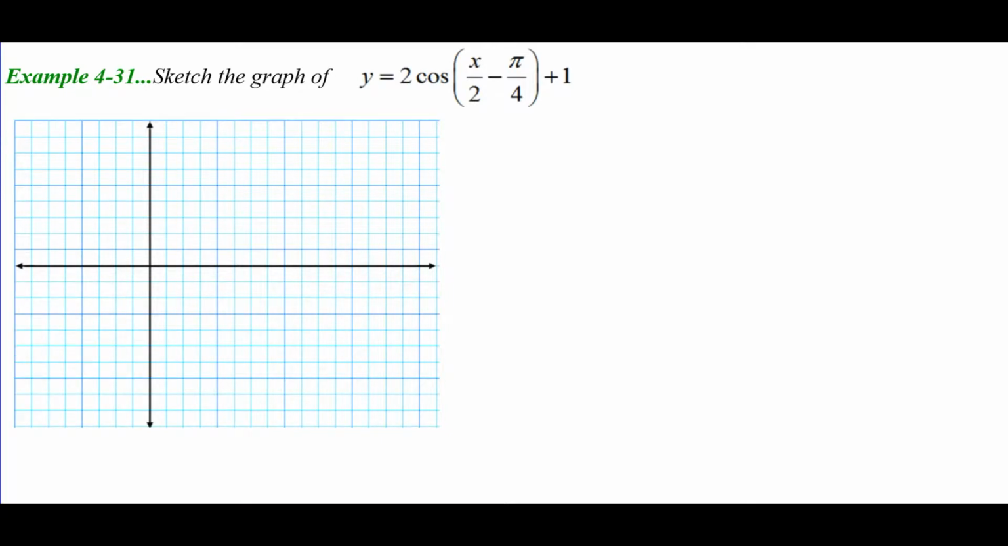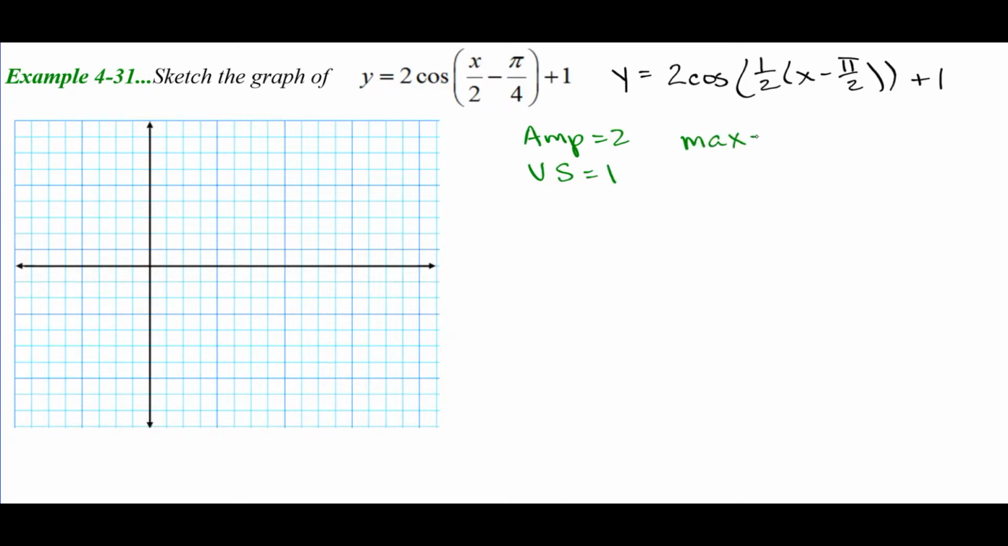So thinking back to when we found properties, remember we need to be in factored form before we do that. So we're going to make this y equals 2 cosine (1/2 x minus pi over 2) plus 1. From there, I'm going to pull my amplitude, which is 2, and my vertical shift, which is 1, and that will give me my maximum of 3 and my minimum of -1.